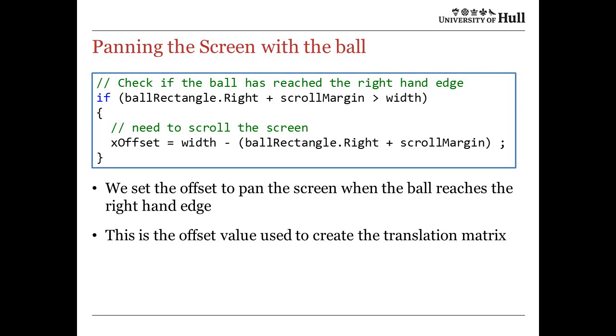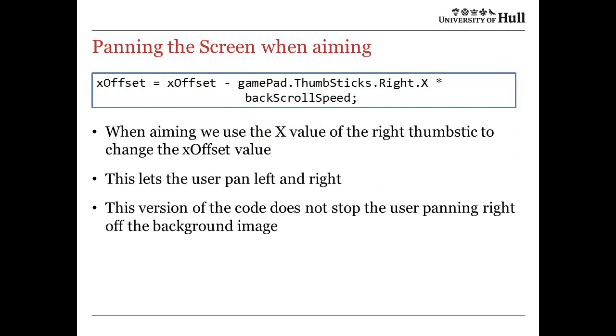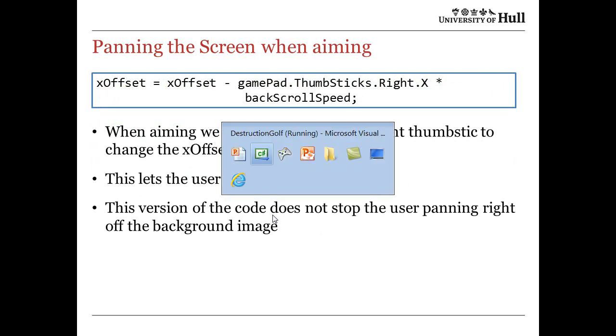And I've also got a little bit of extra which I thought was kind of fun. In aiming mode, I take the right thumbstick and I multiply the value in x by a scroll speed and apply it to offset there as well. So if I run the game up now, you can show what that does for you, because that's actually quite kind of cute as well.